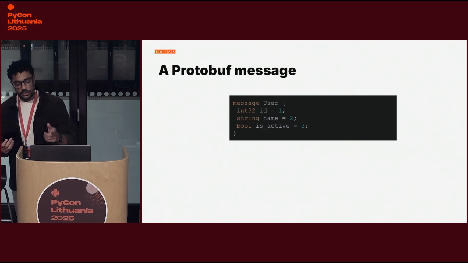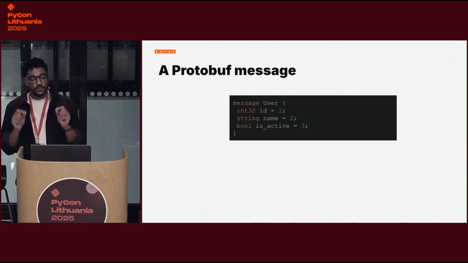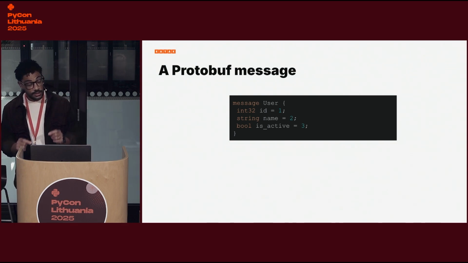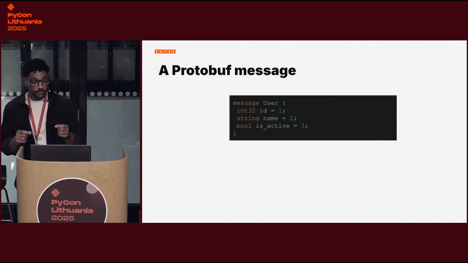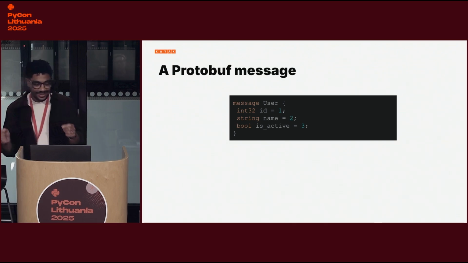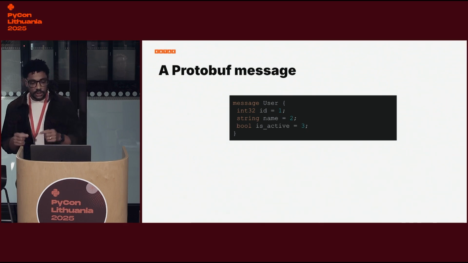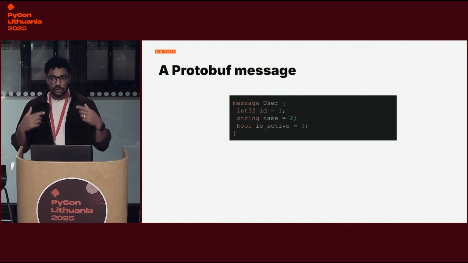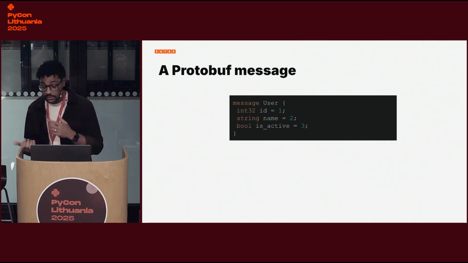If you see these numbers, these 1, 2, 3, they are not assignments to these fields. They are just saying the first field is named ID and is of type integer 32. The second field is named name, and it is of type string. And the third field is a Boolean field with the name isActive, because this will be later used to parse these messages, to serialize and deserialize these messages.